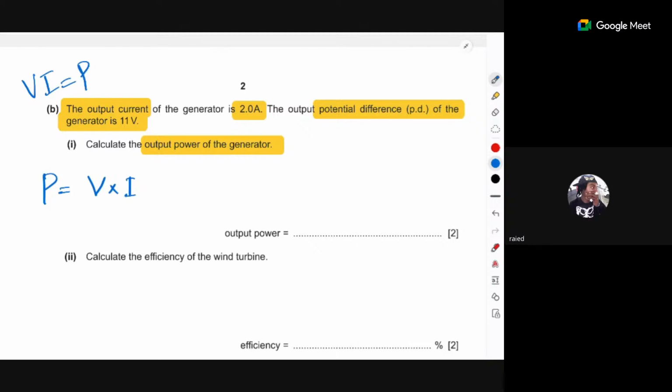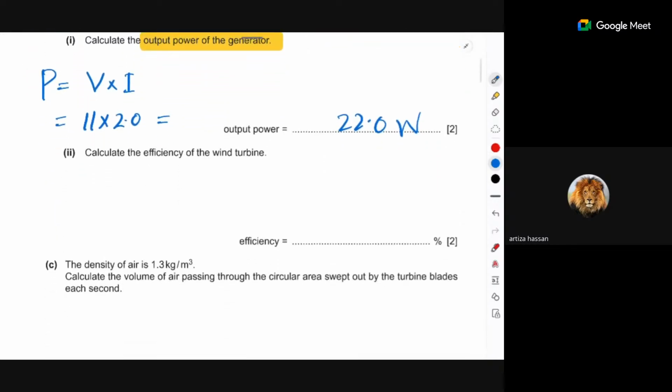Done. So what will you have? It is 11 into 2.0, so it is 22.0 watt. Everyone agreed or not? Yes, sir. Okay.